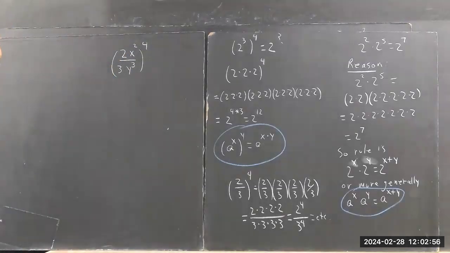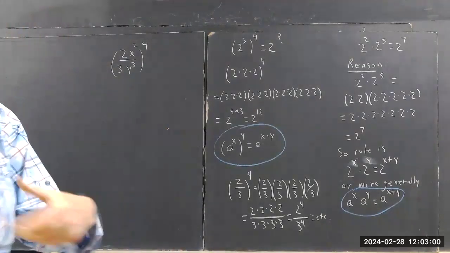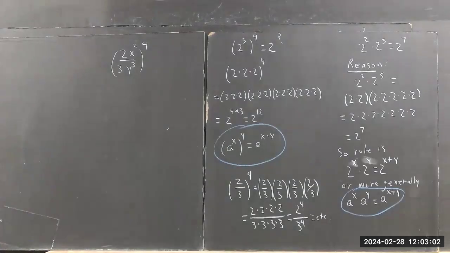Two x cubed over 3y cubed, 2x squared over 3y cubed to the fourth power. What do you think you'd get there? Okay, I think we got the idea here. Let's get all the specifics.